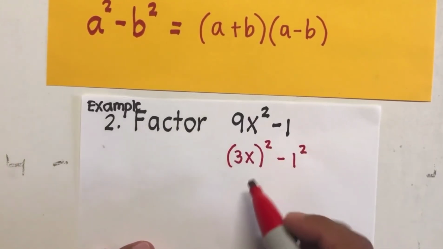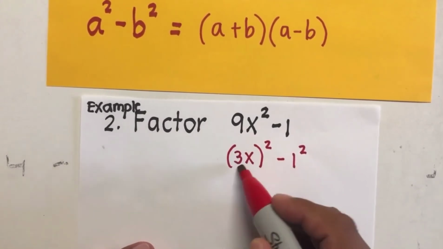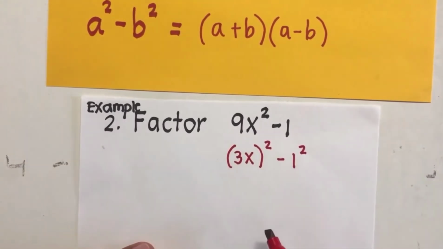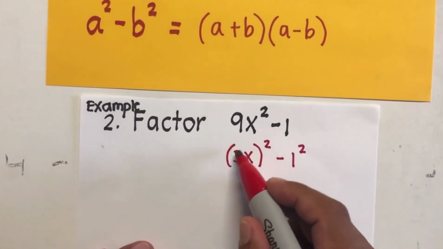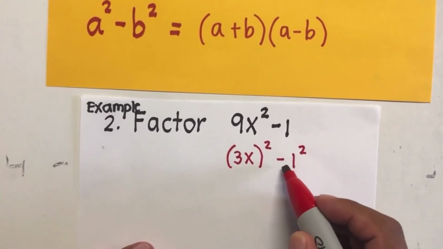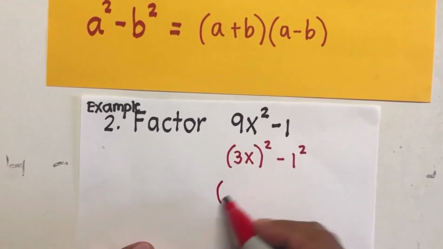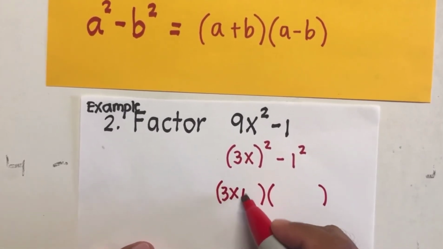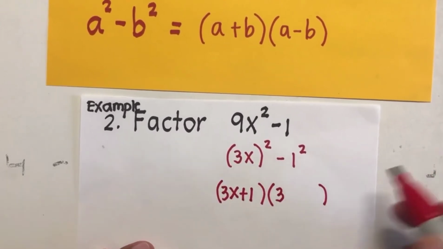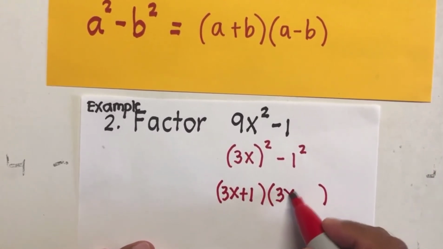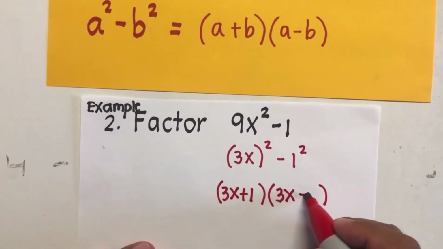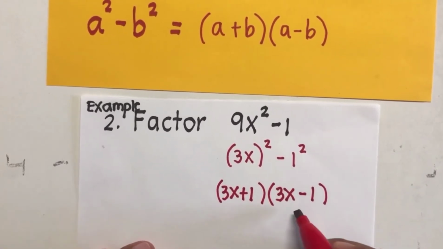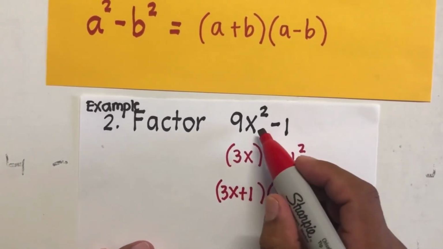Why is this equivalent to that? Because 3 squared is 9, so 3 times 3 is 9, and x squared is of course x squared, and 1 squared. So we now have the form, the first term raised to the second power minus the second term raised to the second power, and the factors of this are the first term 3x plus the second term, and then for the second factor you have the first term again 3x, but this time it's the minus 1, the sum and difference of two numbers. So this is now the factored form of 9x squared minus 1.